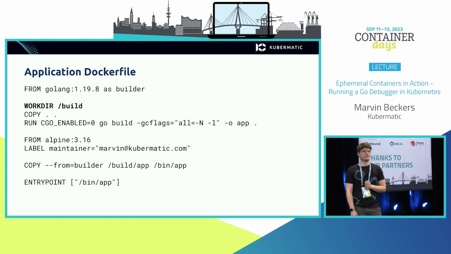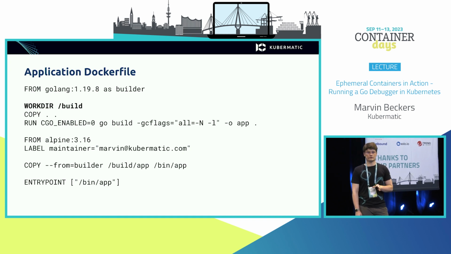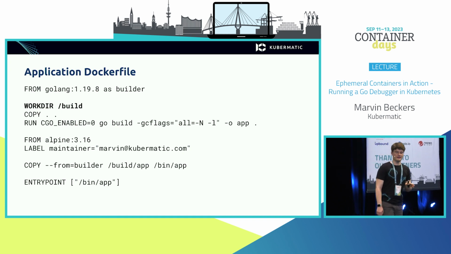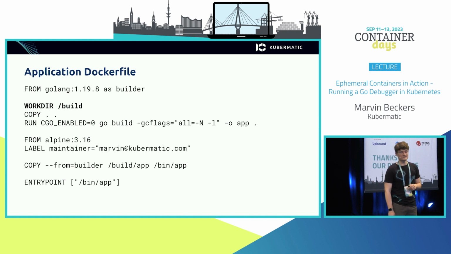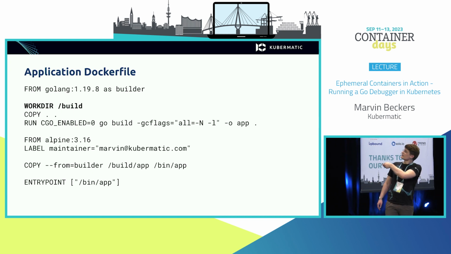Real quick, this is the application Dockerfile, still on Golang 1.19. Again, please don't copy. I did this for the talk and then didn't update it. But essentially, you can see here that I'm building within the /build workdir, and this is why I substituted in the /build in my debug configuration.